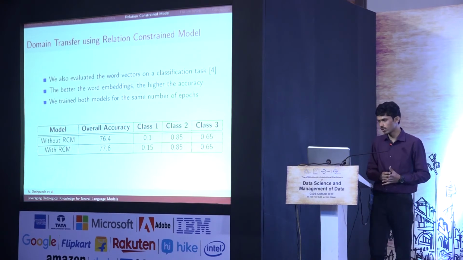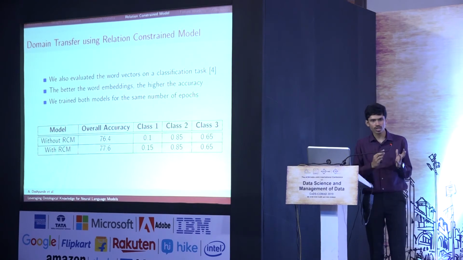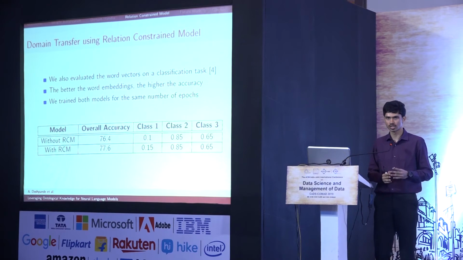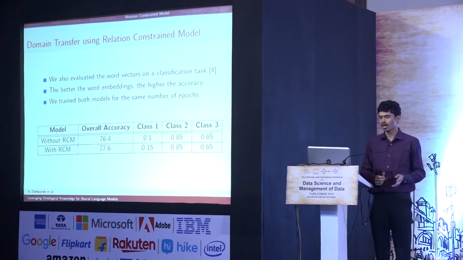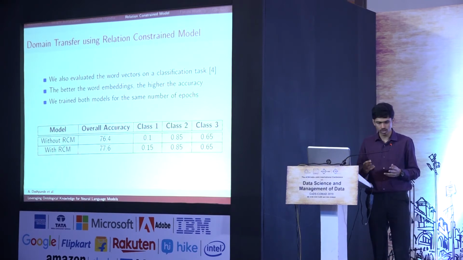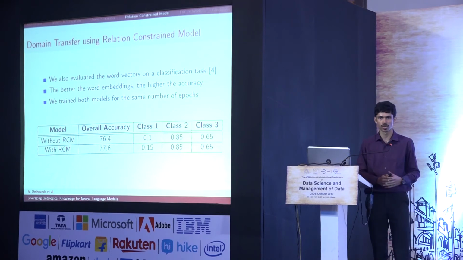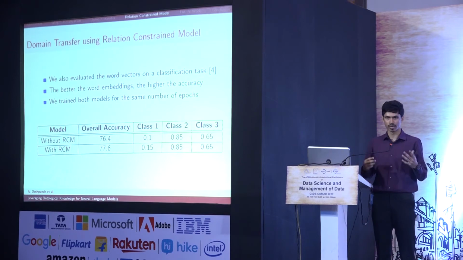For a more concrete evaluation, we used a classification task which uses these word vectors as basic ingredients. Without going into details, it's just important to realize that the better your word embeddings, the better the performance you're supposed to get. And though the performance improvement is not great, we could see that using a relation constraint model was giving us better performance.